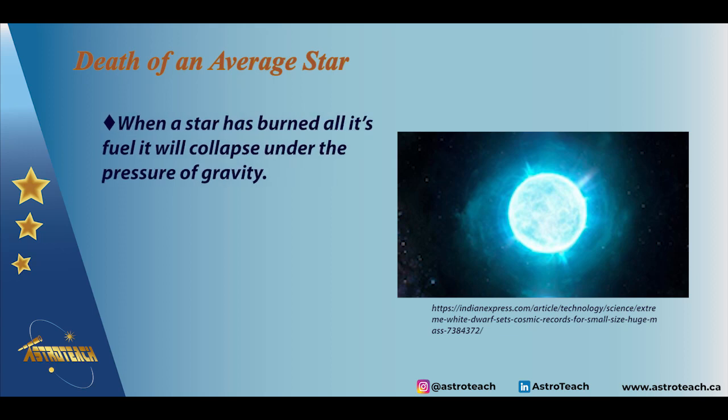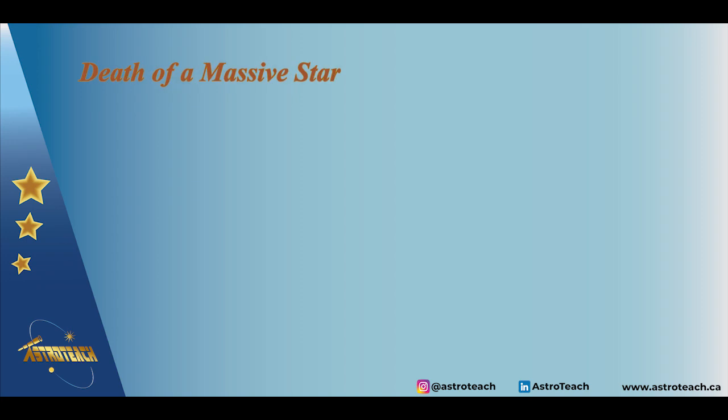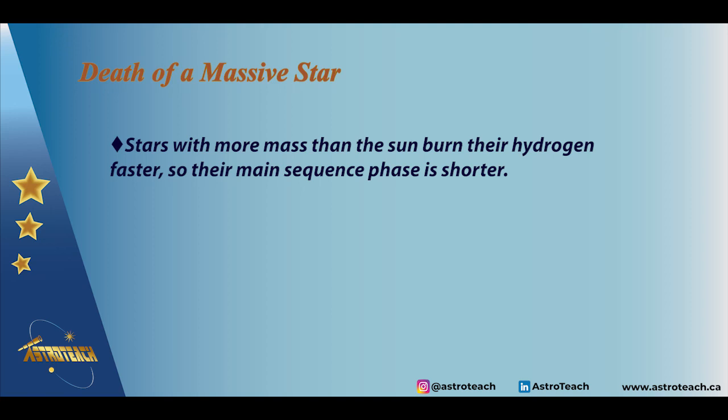When a star has burned all of its fuel, it will collapse under the pressure of gravity. The white dwarf that forms is very small and dense, and it will eventually cool to form a black dwarf. But there is probably a difference between low-mass stars and high-mass stars. Stars with more mass than the Sun, or high-mass stars, burn their hydrogen faster than low-mass stars, so their main sequence phase is much shorter. These stars burn hotter and brighter than low-mass stars.